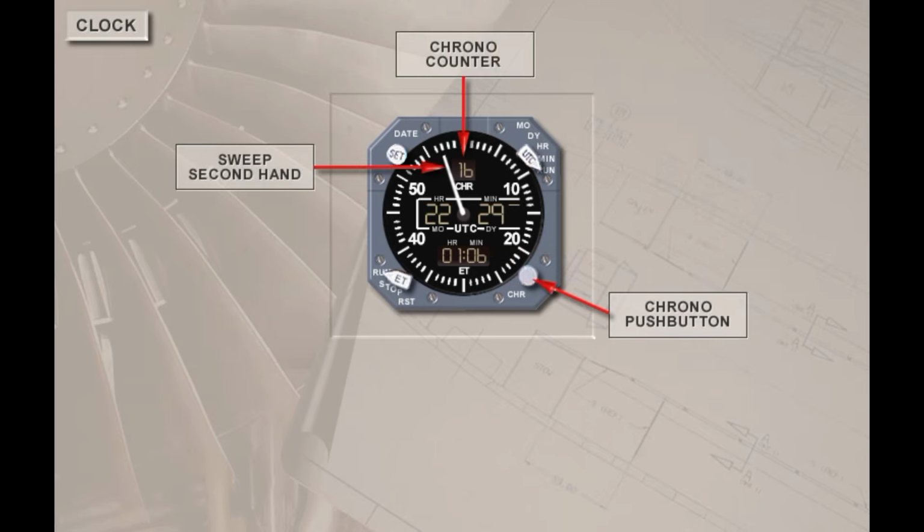The upper counter displays the chronometer time in minutes after pushing the chrono push button. The sweep second hand sweeps off the second intervals. The counter registers elapsed time of up to 59 minutes. A second push of the chrono push button stops the elapsed time, and a third push resets the needle and the display.